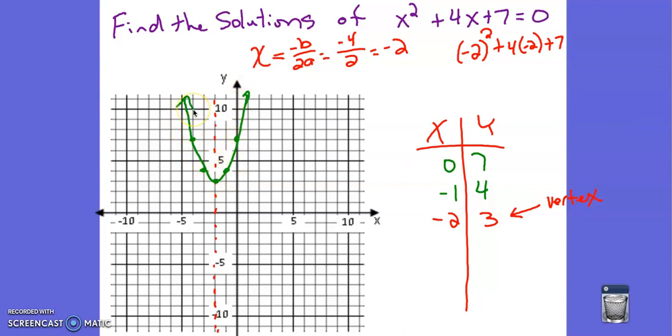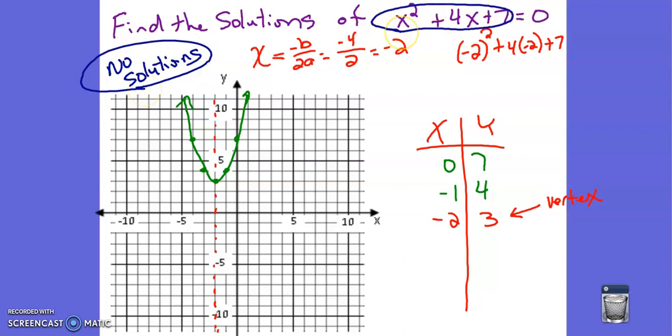Now, I graphed the parabola, but remember, answer the question. The question says find the solutions. So the solution is, where does it cross the x line? Well, it doesn't cross the x line. There are no zeros or x-intercepts on this one, so this actually has no solution. And what that means is there's no answer if I plugged it in. If I plugged it into this equation, there is not one answer that will make it equal 0. Not one. And that's what no solution means. There's not one answer that will satisfy or make that statement true.